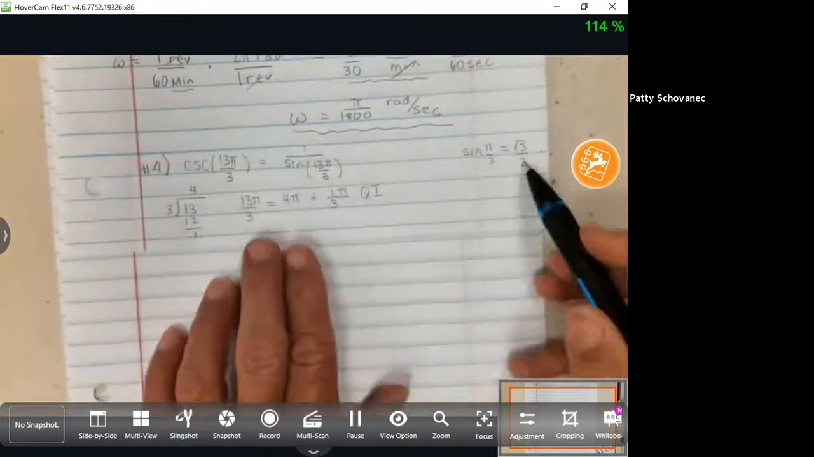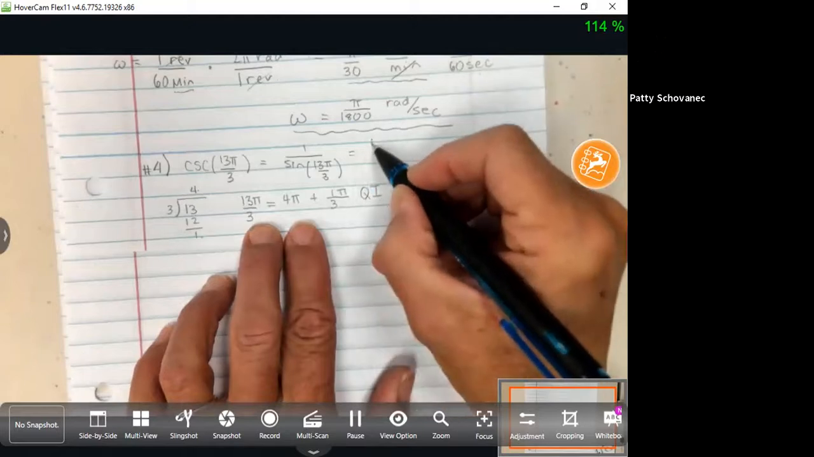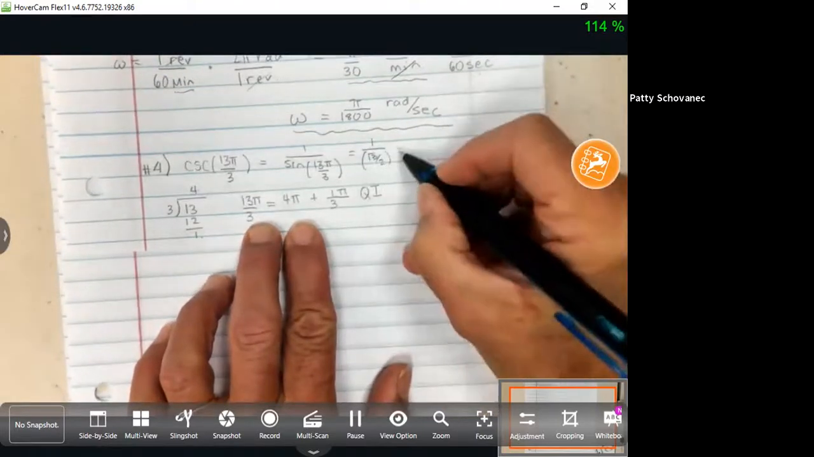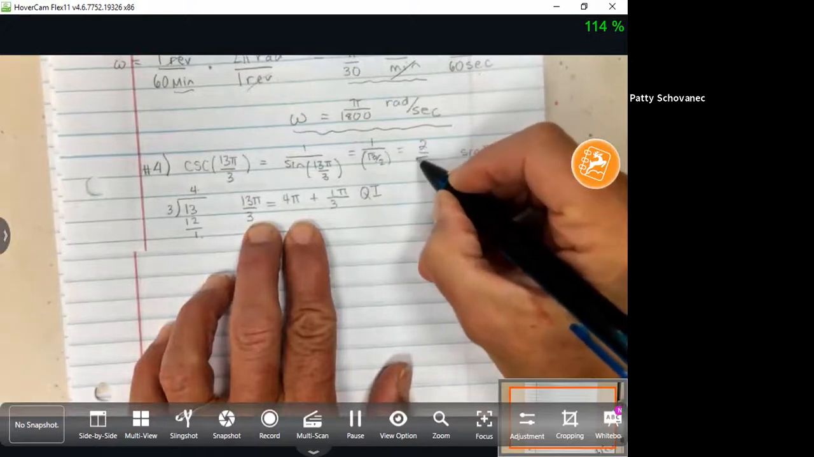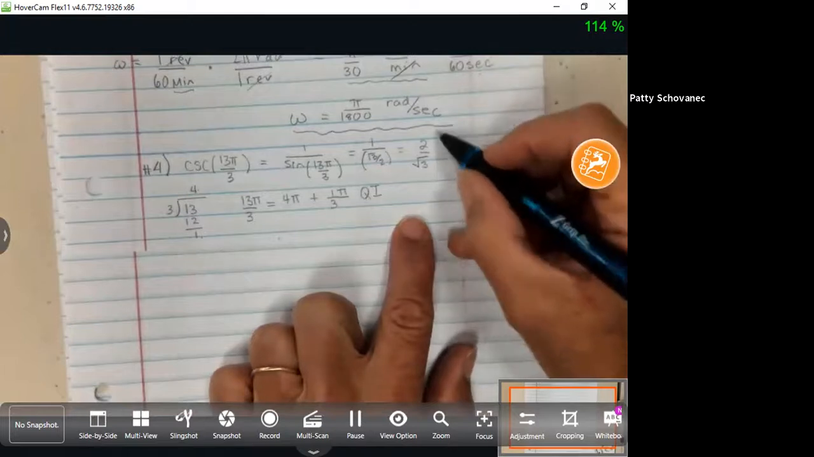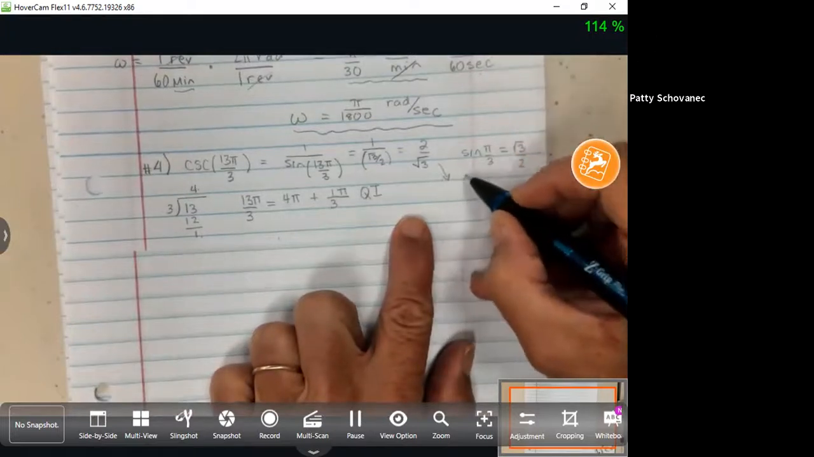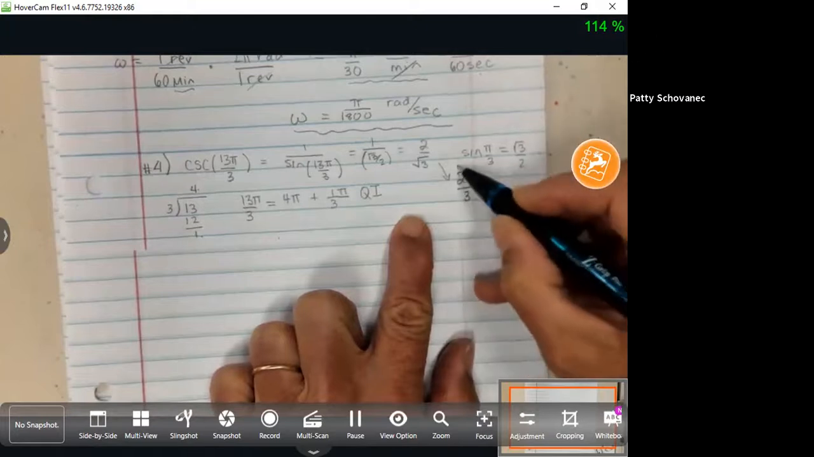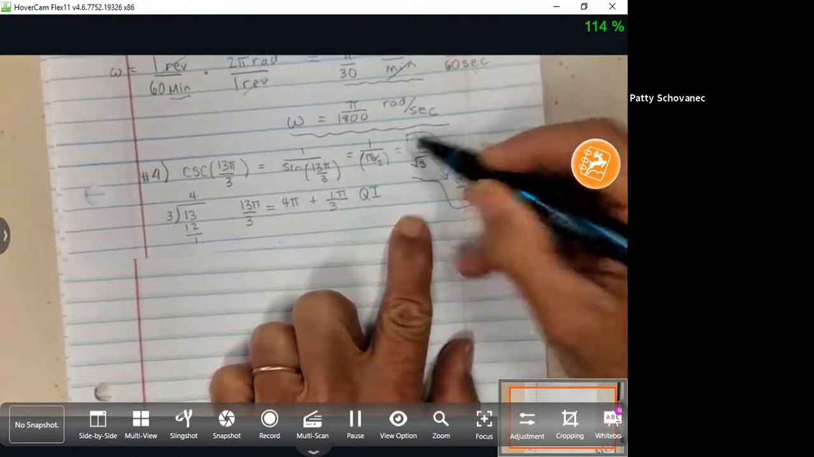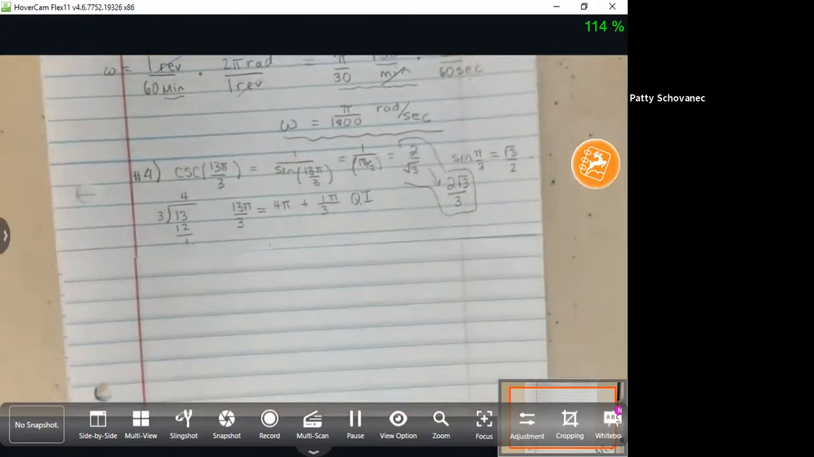So all I've got to do now is take 1 over the square root of 3/2. And when I do 1 over a fraction, it flips it over. So I don't know if it wants it rationalized or not. That answer is fine for me. But if it wants it rationalized, multiply top and bottom by the square root of 3, which would get rid of the radical on the bottom, but put a radical in the numerator. Is that okay with everybody?